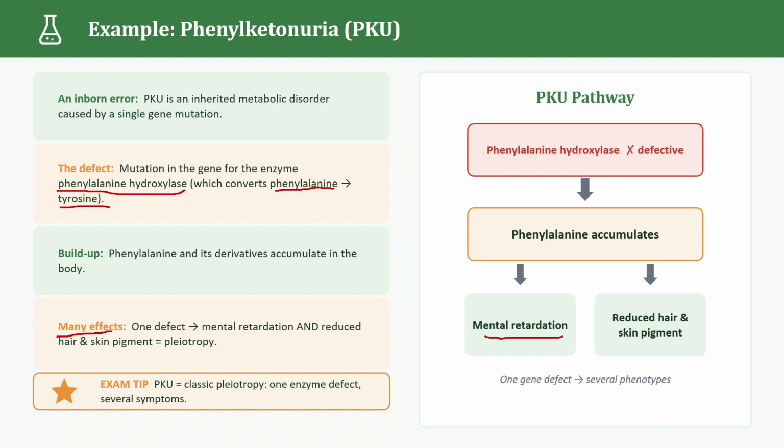What you should remember from the NCERT point of view: the disease is caused by mutation in the gene coding for phenylalanine hydroxylase, resulting in mental retardation and reduced hair and skin pigmentation. So PKU is nothing but one gene mutation resulting in defective phenylalanine hydroxylase, leading to several symptoms, and is a very good example of pleiotropy.